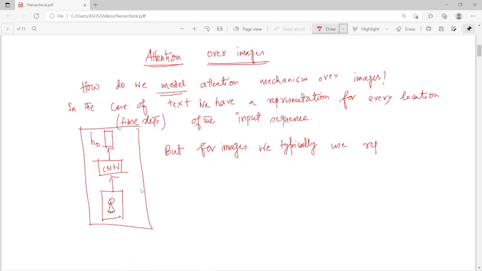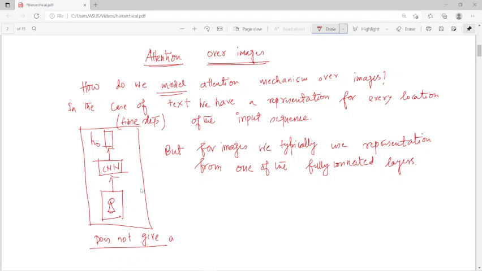For images we typically use a representation from one of the fully connected layers. And of course, the picture does not give any location information, right?